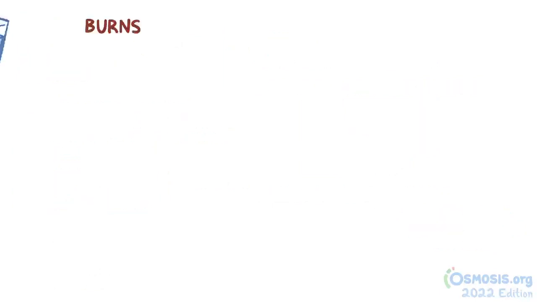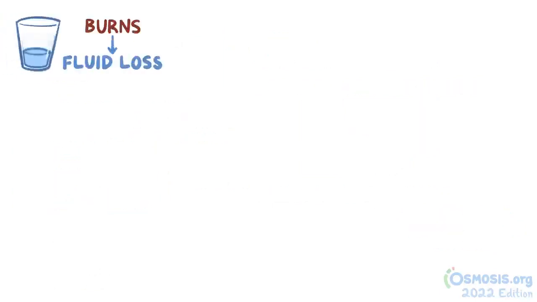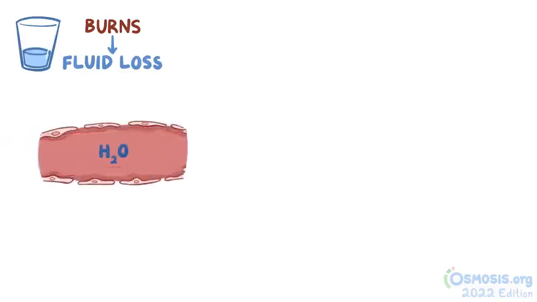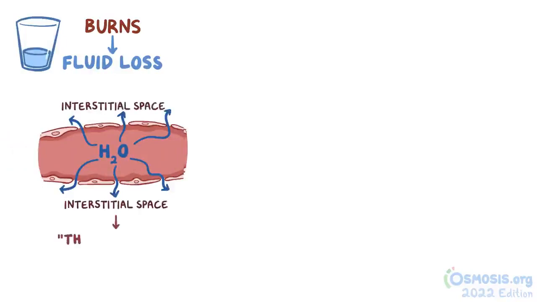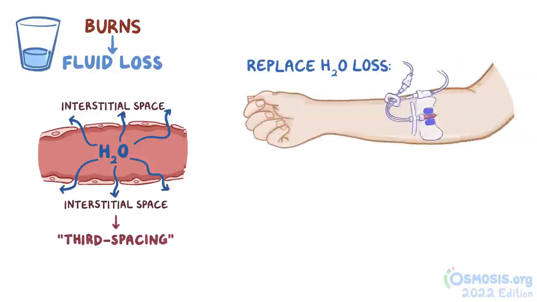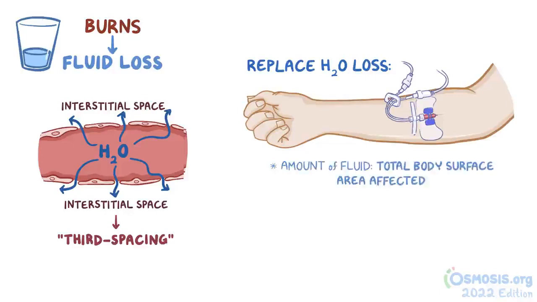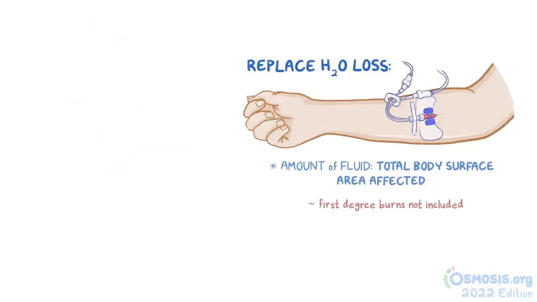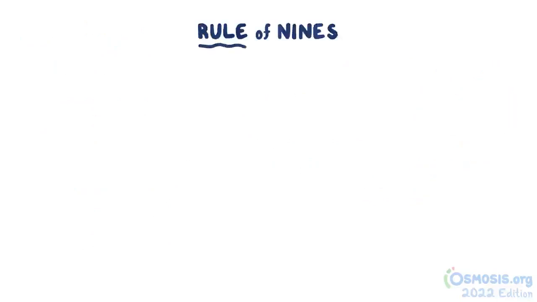Alright, so burns cause a tremendous amount of fluid loss, but it's not as obvious as the fluid loss seen in diarrhea, vomiting, or bleeding. Burns increase capillary permeability, causing a tremendous amount of fluid to shift from the plasma to the interstitial space, which is called third spacing. To replace the loss, place 2 large-bore intravenous lines on an unburnt area of the skin. The amount of fluid to give depends on the total body surface area affected. Importantly, first-degree burns are not included in the calculation. To measure this, the rule of nines is used in adults.